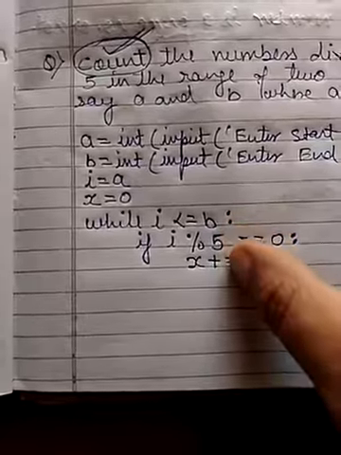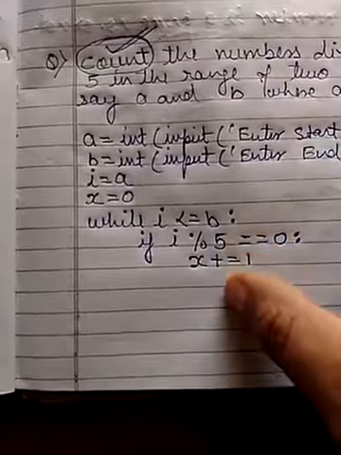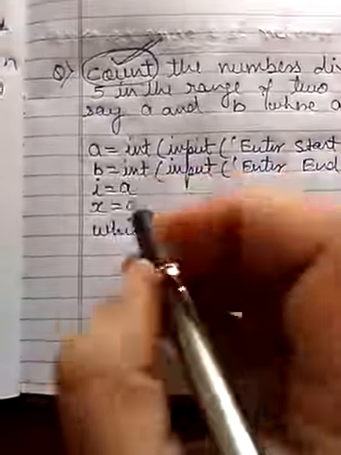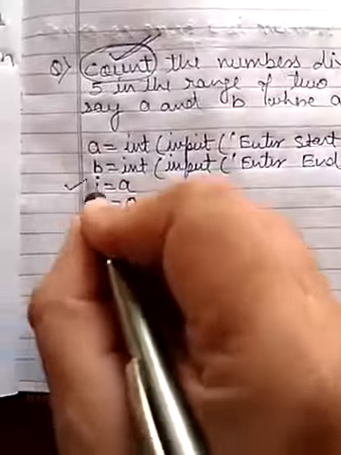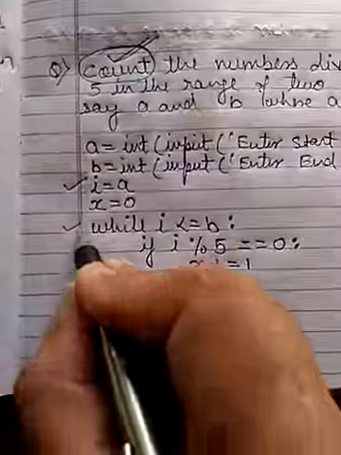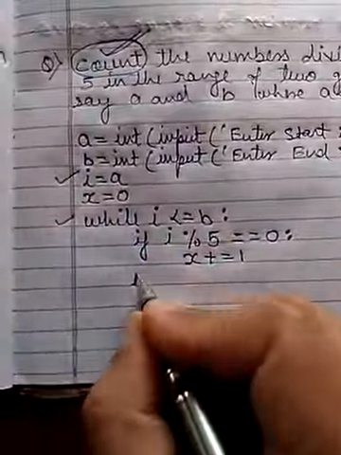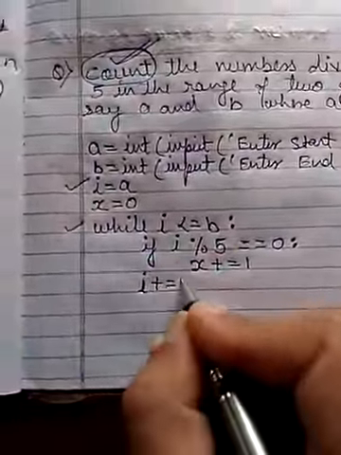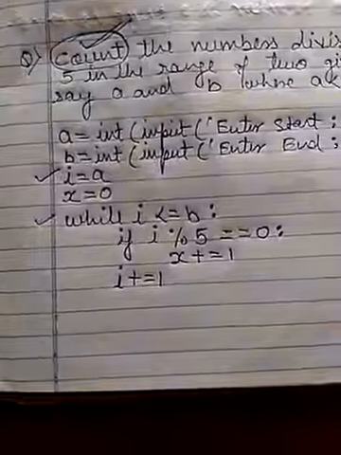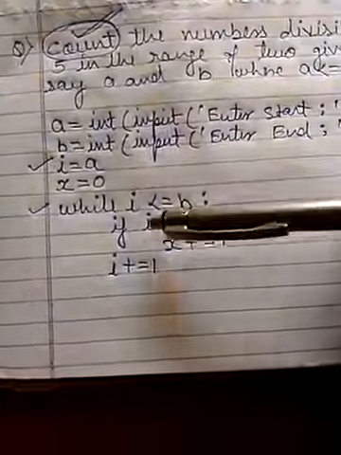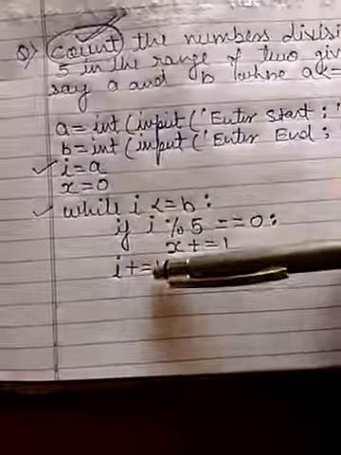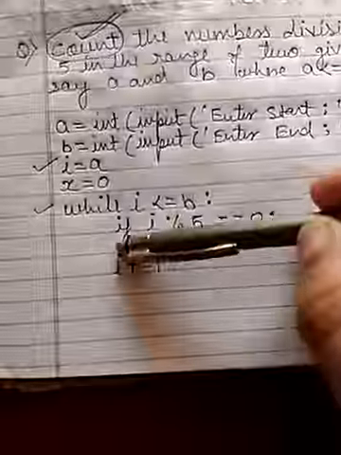Now the third part of the loop. To execute a loop we require 3 statements. This is initialization, this is condition, and now the third one, update. Then I plus equal to 1. The update part should be outside this if block. That's why I am writing it in this indent.